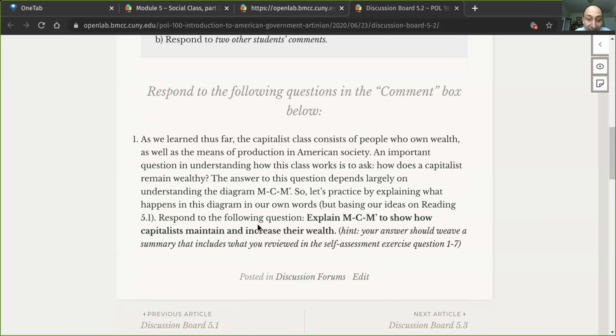But the big question is, how does the capitalist, a wealth owner, remain wealthy? That's the fundamental thing we want to understand. Because if we can understand this, you'll see later on in the next module, understanding what a capitalist is, a wealthy person is, and how they stay wealthy, will go a long way in understanding why certain choices were made when designing the US system of government, the Constitution.